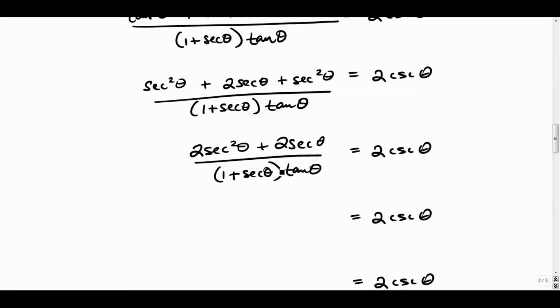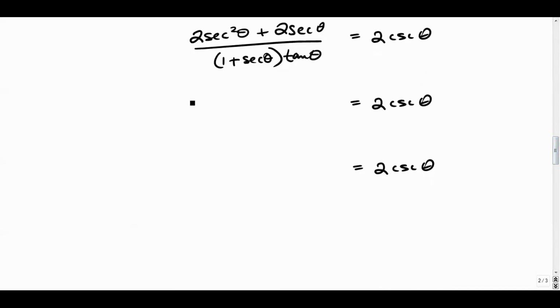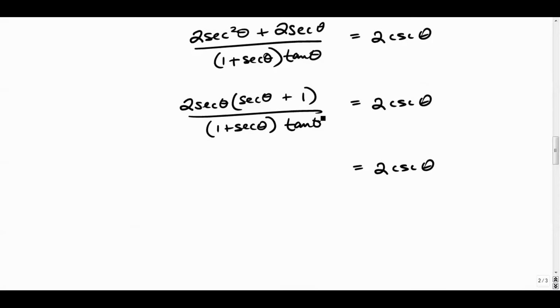All right, in my numerator, notice that we have two terms. They both have a 2 in them, and they both have a secant in them. So let's take that out. We're factoring out a greatest common factor. So if I take a 2 secant theta out of the numerator, what that's leaving me with is 1 secant plus 1. Just factoring out a common factor.